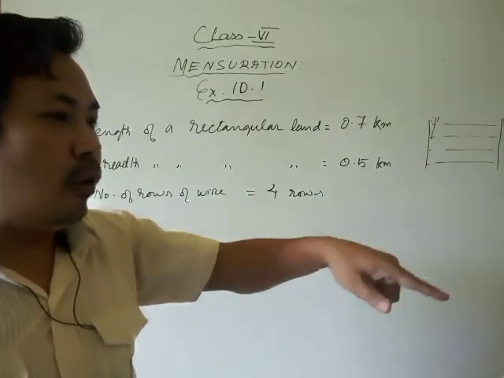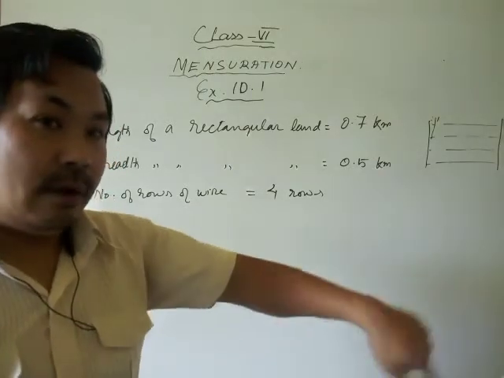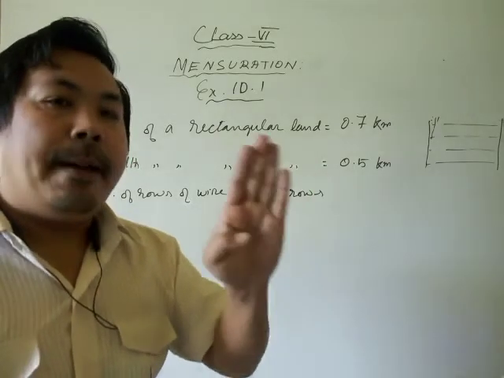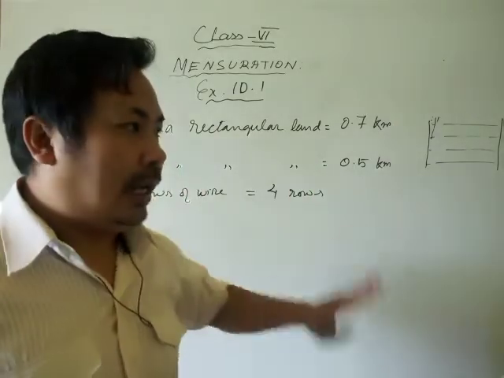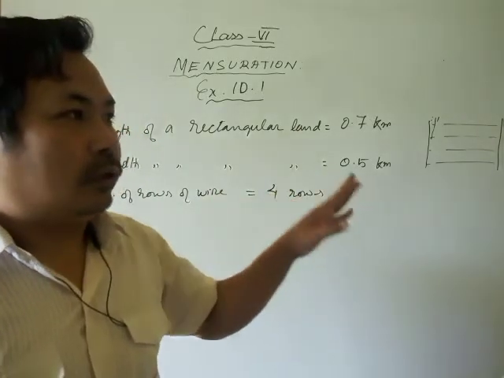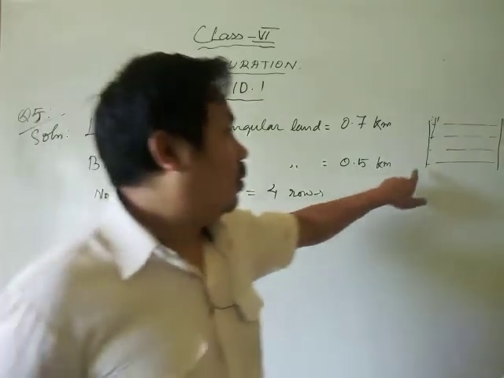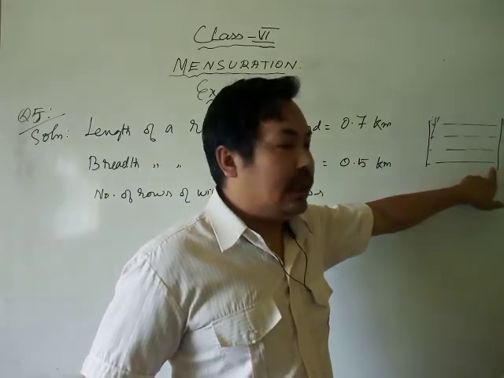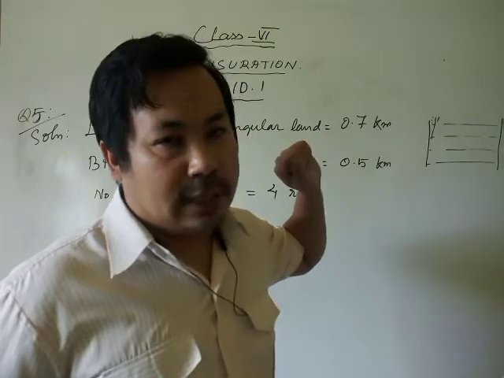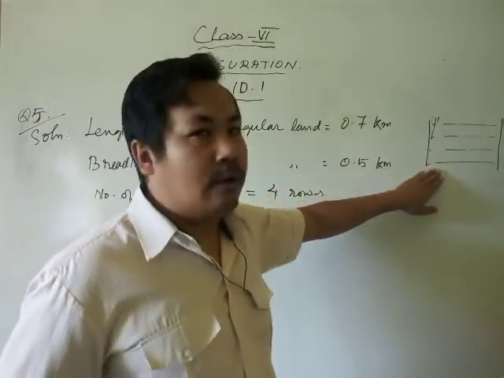They make 4 rows of the wire to fence the perimeter, to fence the boundary, isn't it? So the boundary is the perimeter. So first of all, we find out the perimeter of the land and we'll find out the total length of the wire by multiplying by the number of rows. Only one row will be the perimeter, isn't it? But there are 4 rows, means the perimeter will be multiplied 4 times. We'll find out the perimeter of the land, then we will multiply with the number of rows of the wire.